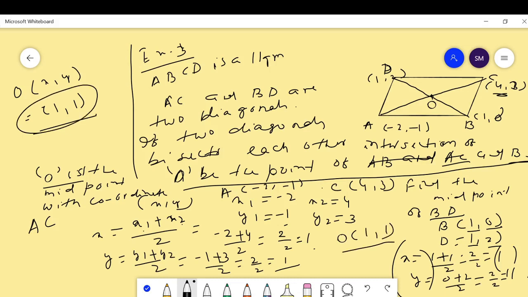Here this is 1 and 1 and this is 1 and 1. Means AC and BD bisect each other. This means these vertices are vertices of a parallelogram.